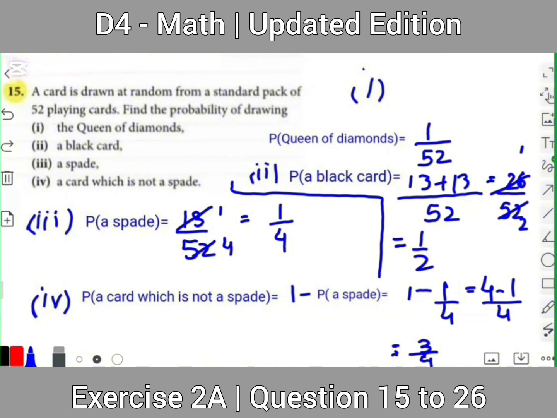Now in part 4, we have to find the probability that a card is not a spade. This is found simply by taking away the probability of a spade from 1. So 1 take away 1 over 4 equals 4 minus 1 divided by 4, which simplifies to 3 over 4. So the probability of a card which is not a spade is equal to 3 over 4.